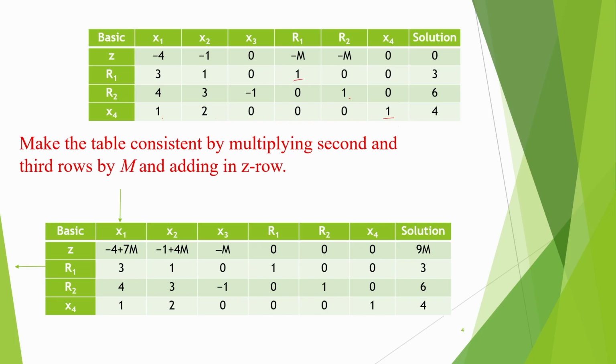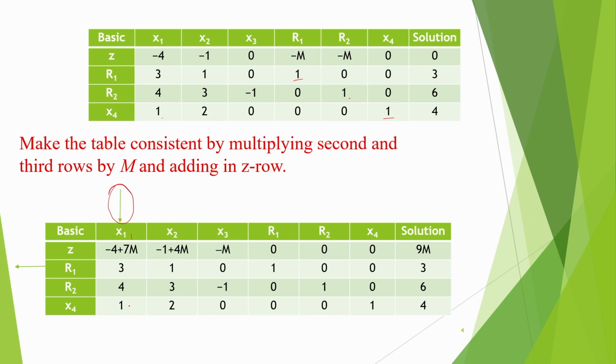Now we have to decide which can be the entering variable and which can be the leaving variable. We observe here that the entering variable should be the most positive, because it is a minimization problem. In a minimization problem it should be the most positive. So this is x1 and this is R1. Now x1 becomes the entering variable. Why is it entering? Because it is the most positive: 7M is much bigger than 4M.